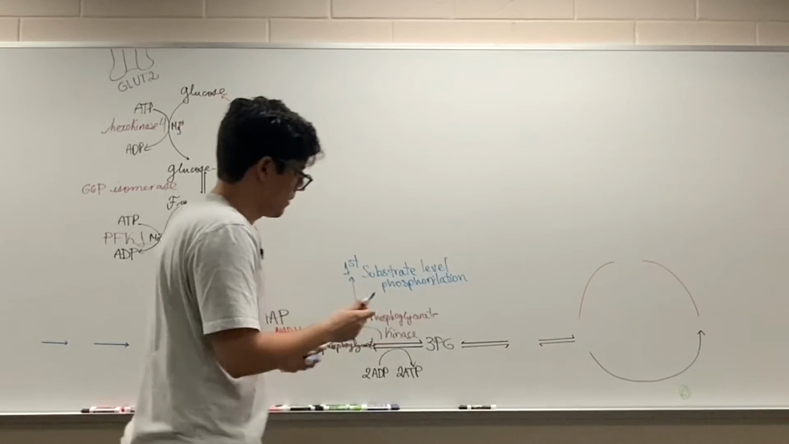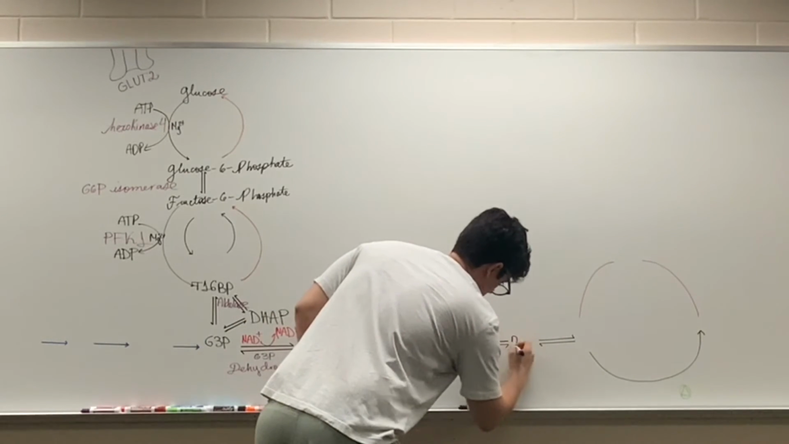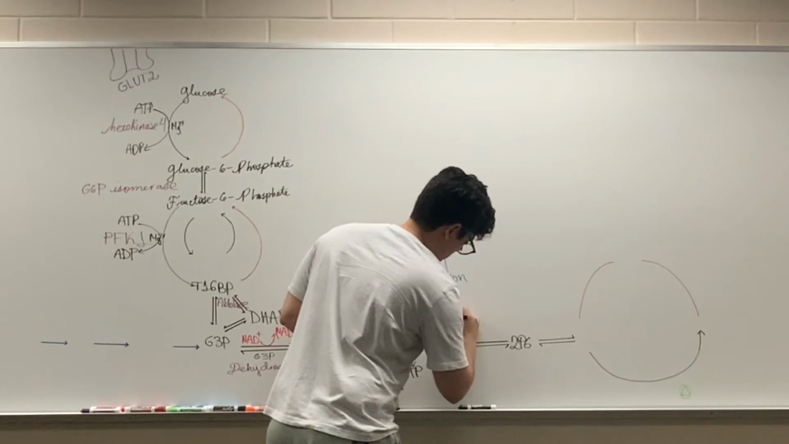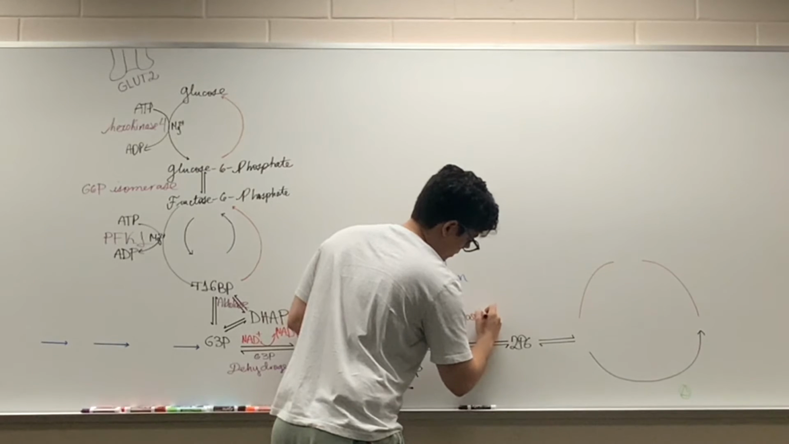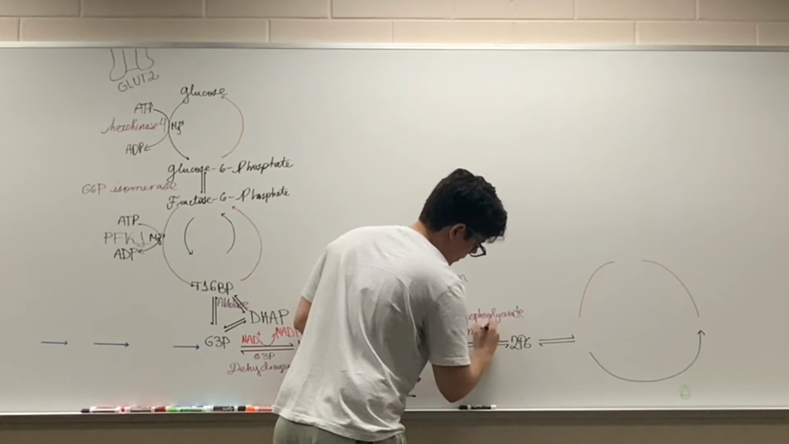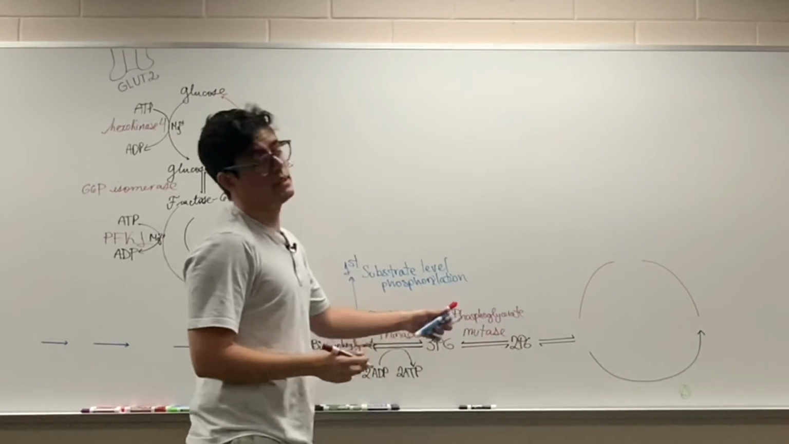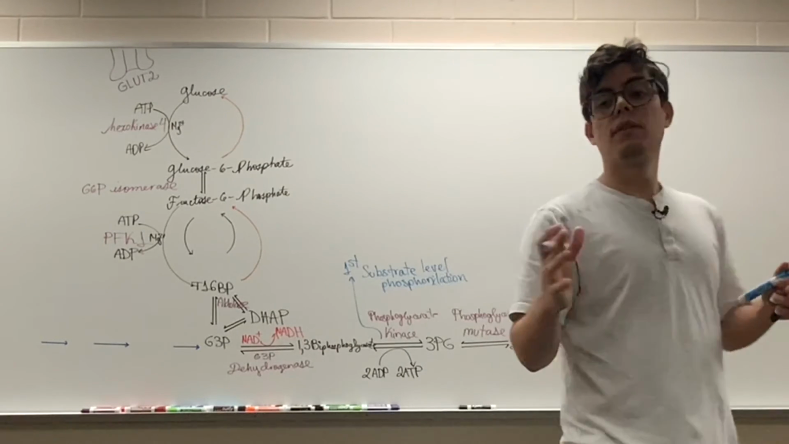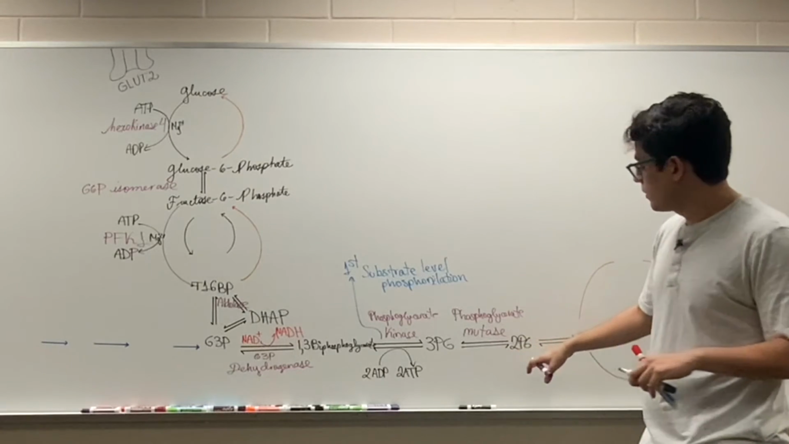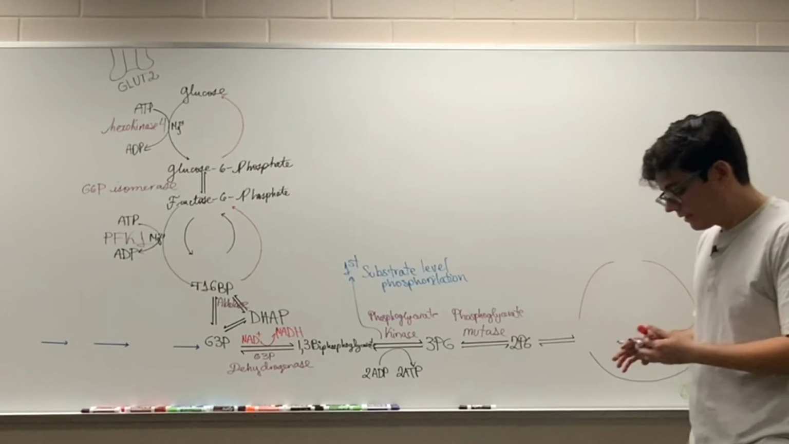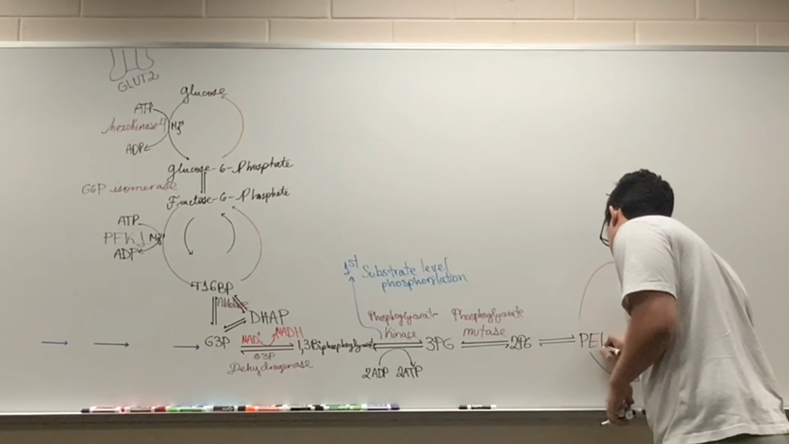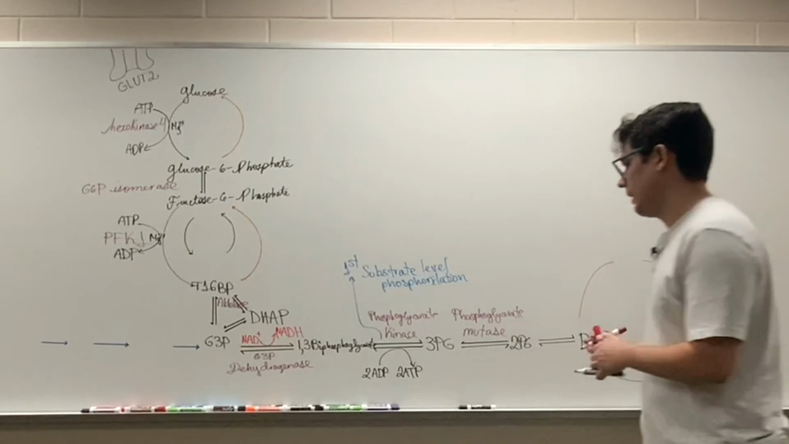3-phosphoglycerate can be converted into 2-phosphoglycerate after this through an enzyme called phosphoglycerate mutase. What a mutase does is that it moves functional groups from one place to another in the molecule. Once we have this, 2-phosphoglycerate will be converted into phosphoenol pyruvate, abbreviated PEP, through an enzyme called enolase.